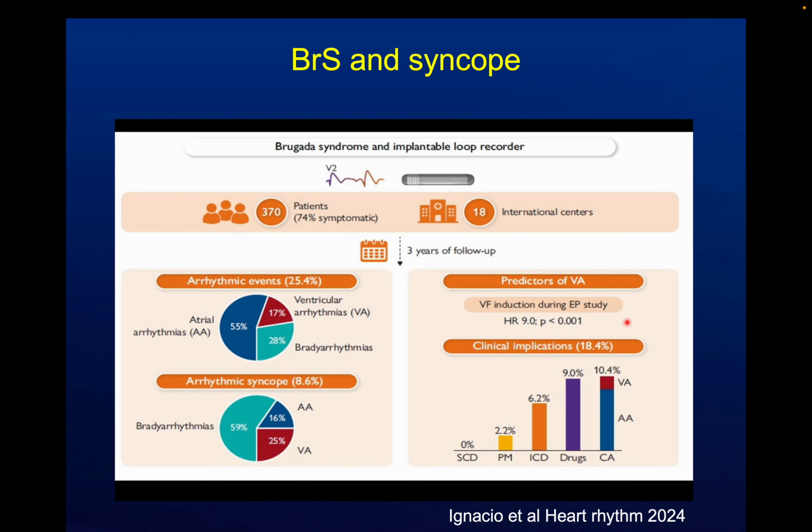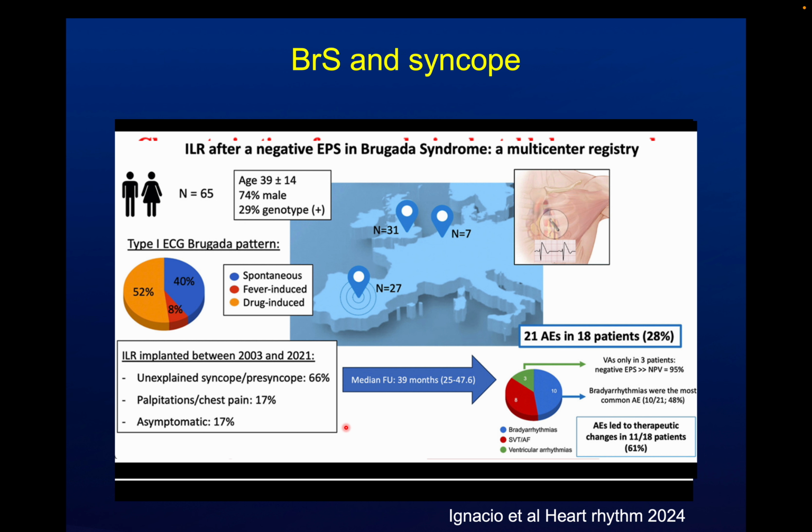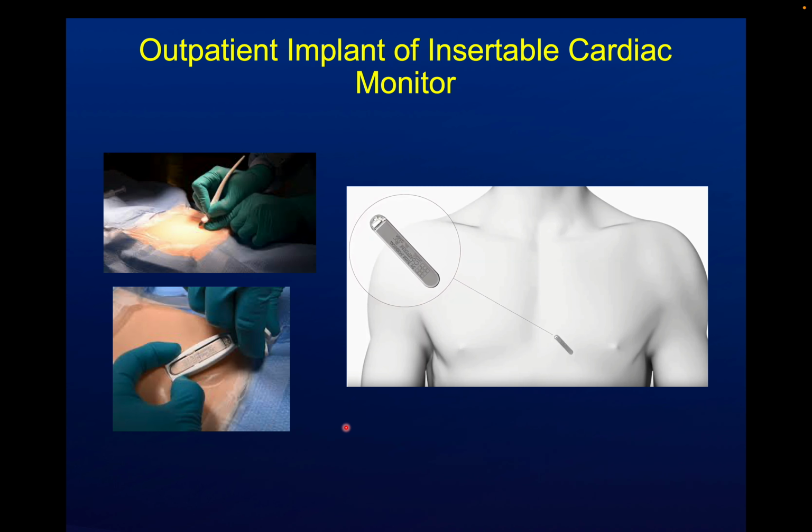In patients with Brugada having syncope, the loop recorder still showed that it was mainly reflex syncope, and arrhythmic syncope was present in only 8.6% of patients. As such, when you characterize the syncope, reflex syncope remained a very important cause, and as such, the tilt table would be a very valuable test to do in these patients.